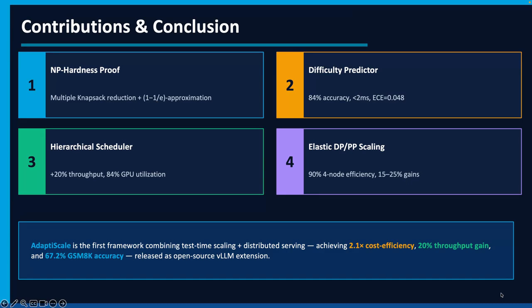And this is our conclusion. Adaptive Scale is the first framework to tackle the intersection of test-time compute scaling and distributed serving, an intersection that prior work like LLM, DServe, and AlphaSee has not addressed. By routing 60% of easy requests to greedy decoding and concentrating expensive compute on the 10% that need it, we reduce the cost from $0.85 to $0.52 per thousand requests while simultaneously improving the accuracy.